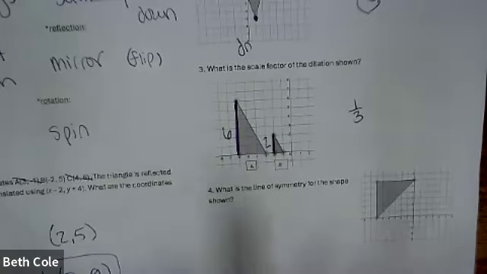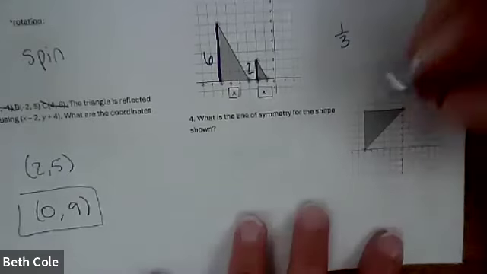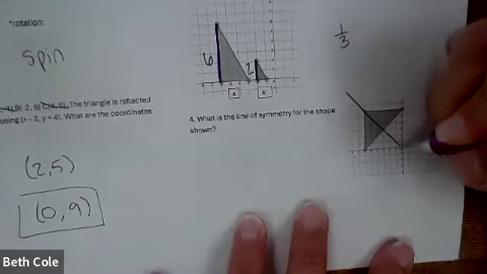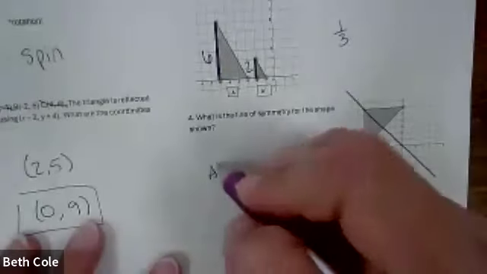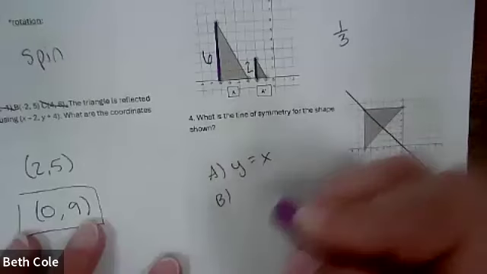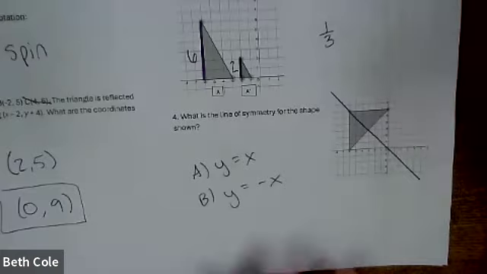Cool. All right, number 4, what is the line of symmetry? Again, like butterfly wings, you want to cut it exactly in half. If you cut it exactly in half, that's going to be your line of symmetry. I'll give you a multiple choice on this one. Is it y equals x or is it y equals negative x? What do you think? Perfect.